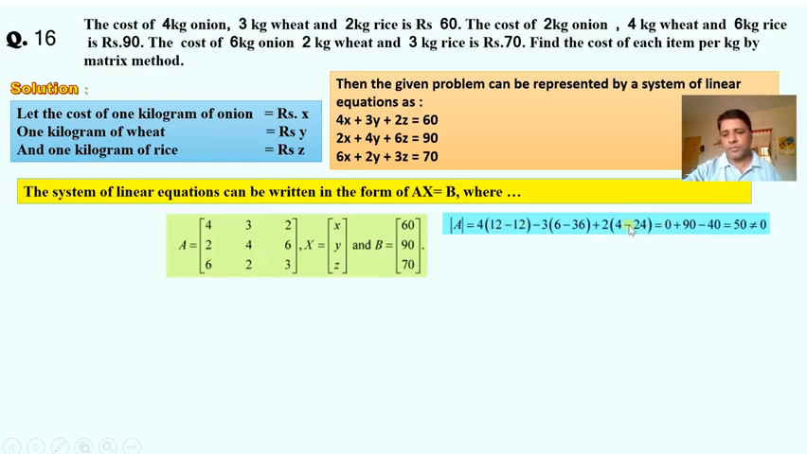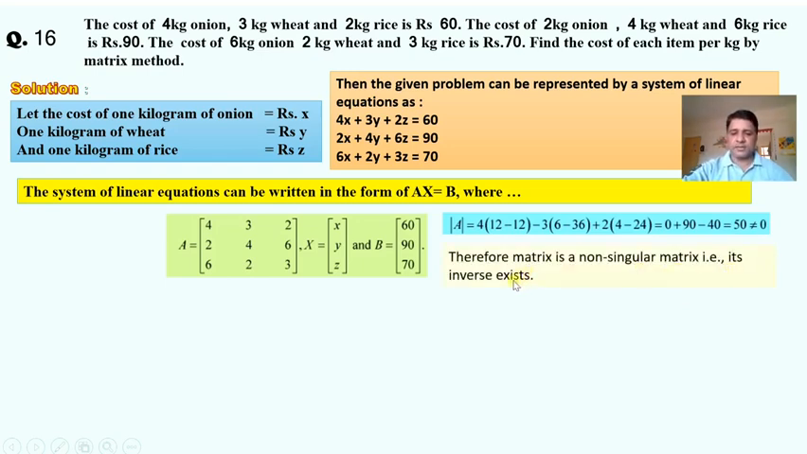So it is equal to 12 minus 12 × 0, plus 6 minus 36 minus 6, that is minus 30, and then minus 3 multiplication, that is 90, and then plus 20 into 2, 40. 90 minus 40 is equal to 50, which is not equal to 0. That means this is also a non-singular matrix, so its inverse exists.